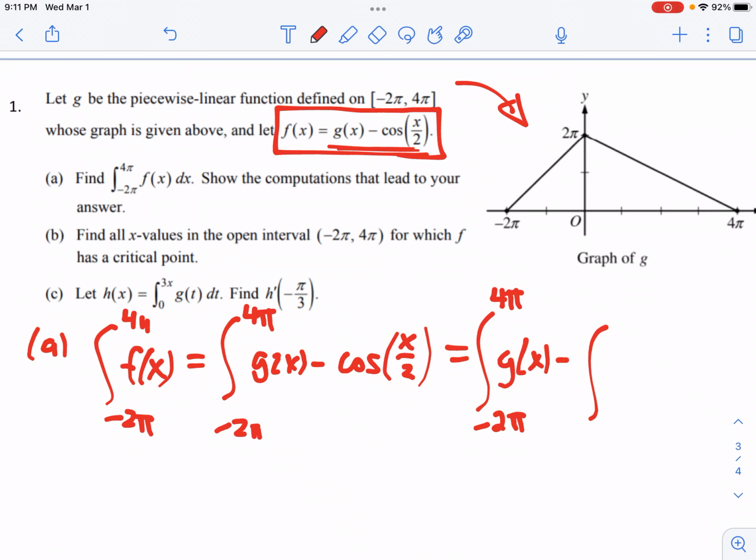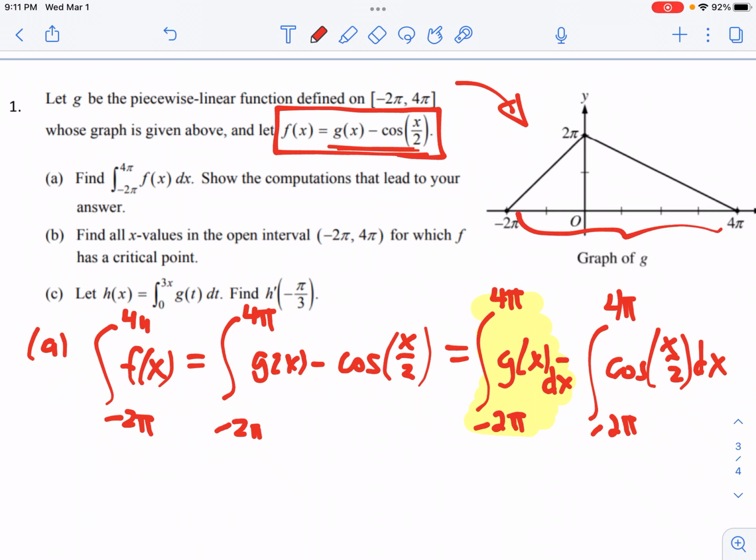This first part we can just read from the graph. We are looking for the area, quote, under the curve of g from negative 2 pi to 4 pi. We're looking at a triangle here that has a base from negative 2 pi to 4 pi, that is a span of 6 pi, and then the height is 2 pi that we can see there.